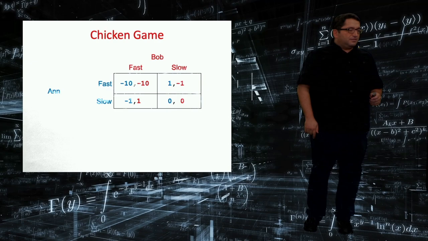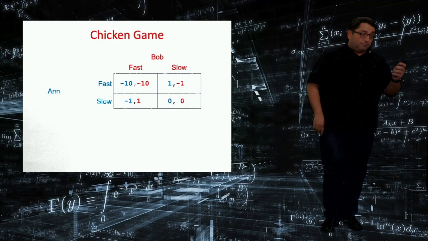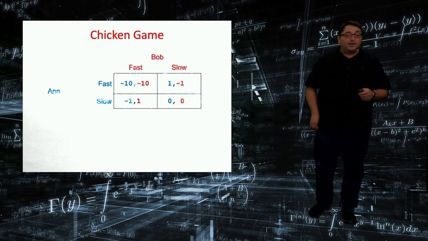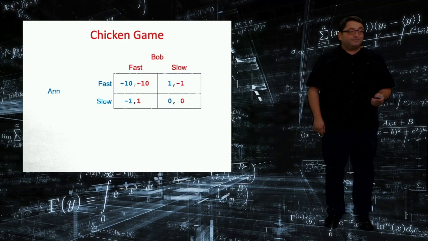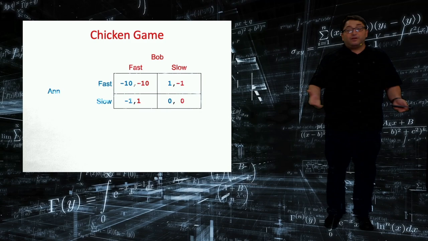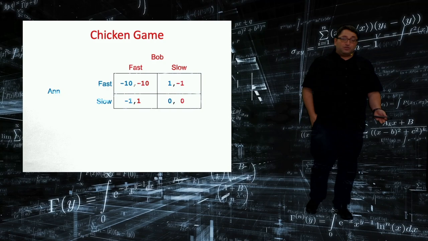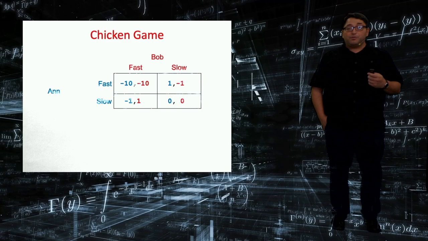So let's try to solve this game by assigning utilities. So car crash is minus 10, winning plus 1, losing minus 1, and a tie where both of them go slow is 0. First of all, we realize that there is no dominated strategy. So there is no strategy which is always worse, regardless of what my opponent does. So the first and the second solution concepts, namely dominant strategy equilibrium and sophisticated equilibrium, don't take me anywhere. I am stuck. I cannot solve this game.